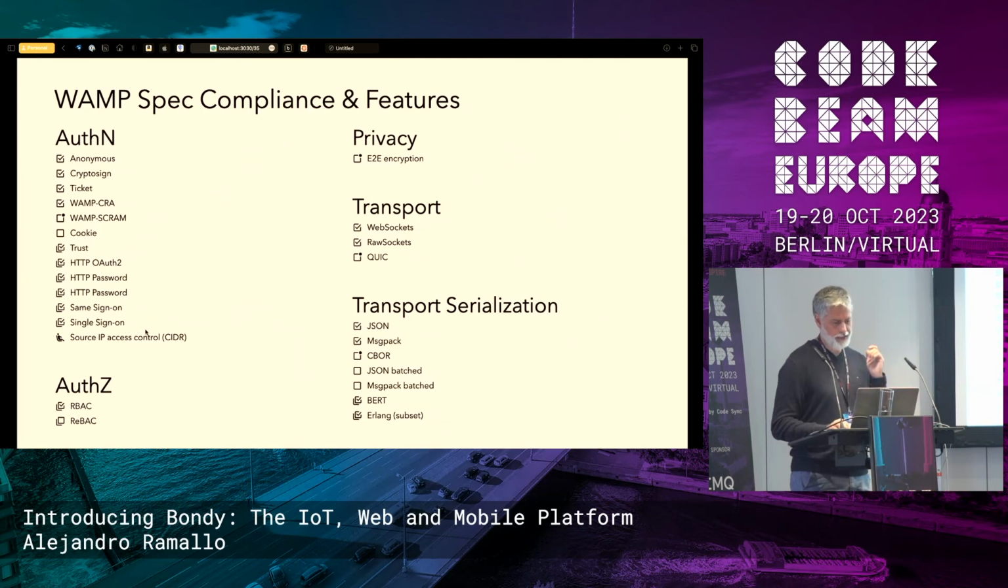So very quickly, this is more or less what we cover. WAMP offers a number of different authentication strategies: anonymous, cryptosign, ticket, which is basically a JWT, and password authentication. We're just about to support SCRAM, so we support CRA, and the way it works is we store a hash of your password, so Bondy doesn't know your password.